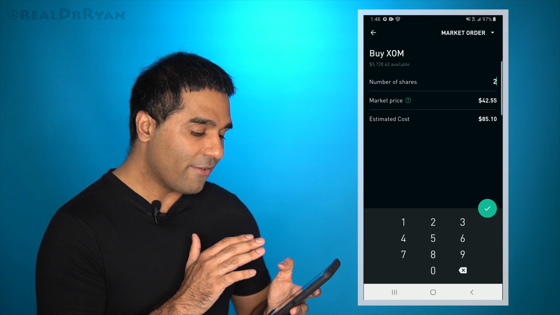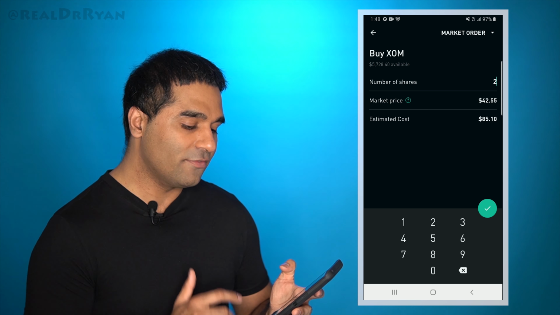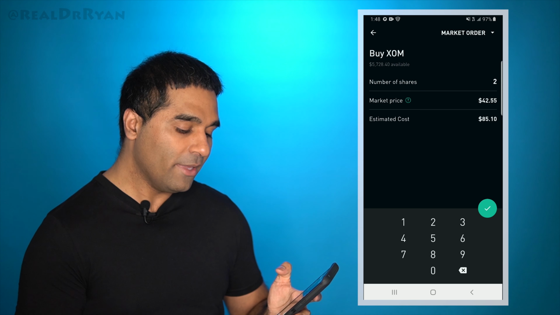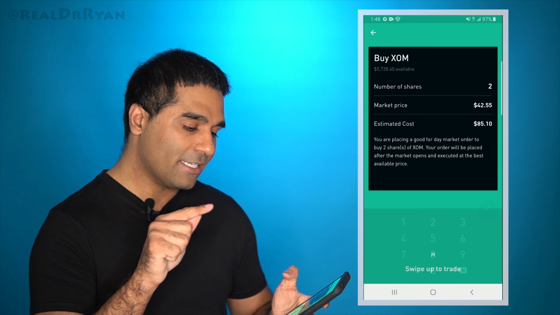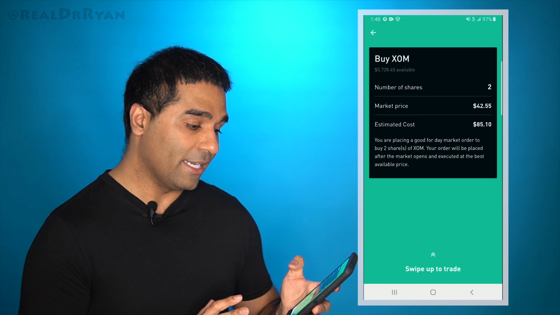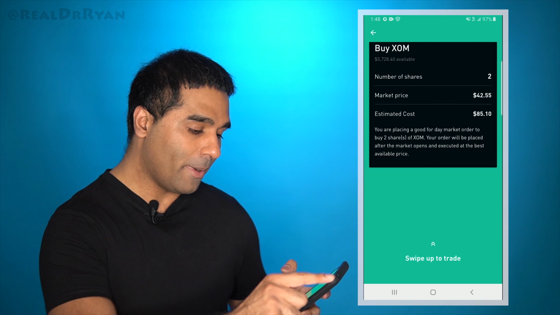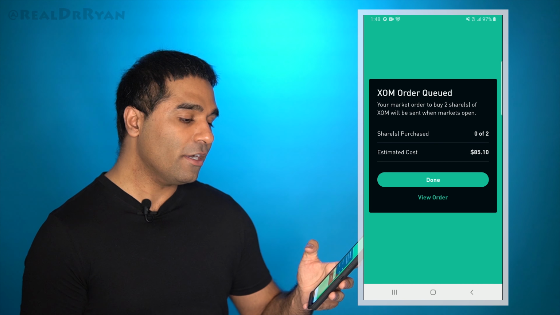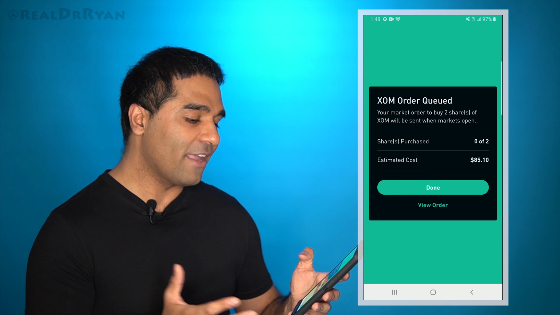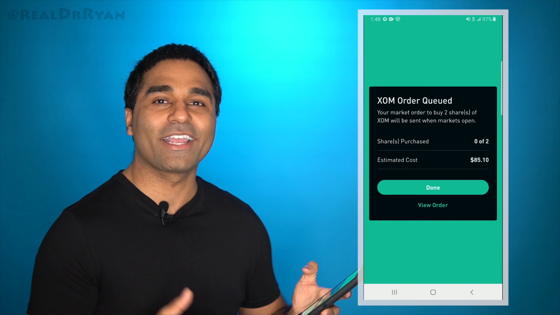So we have 2 shares. The market price is $42.55. The estimated cost is $85.10. We're buying XOM. Go ahead and hit that green check button. Then it'll ask you to swipe up to trade. Now, once I swipe up to trade, it says sending order. Great. It says XOM order queued. Your market order to buy 2 shares of XOM will be sent when the market's open.